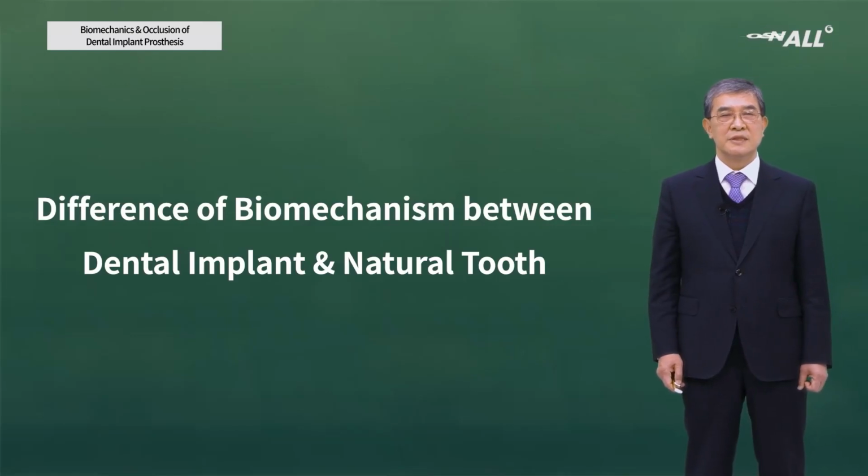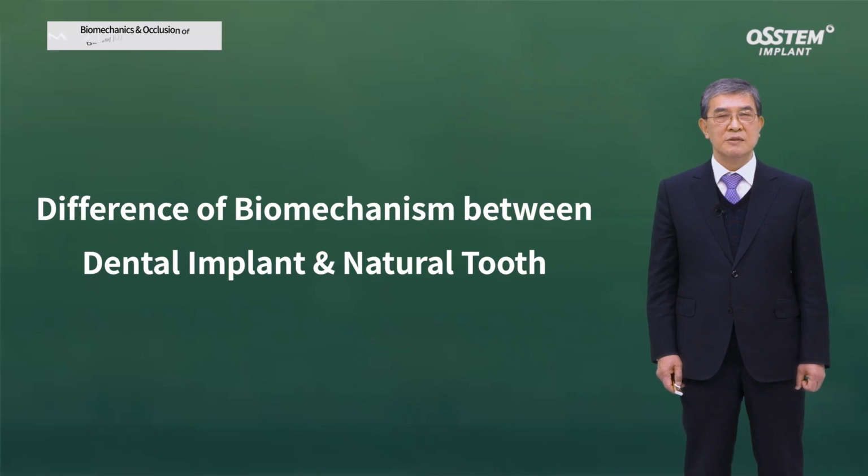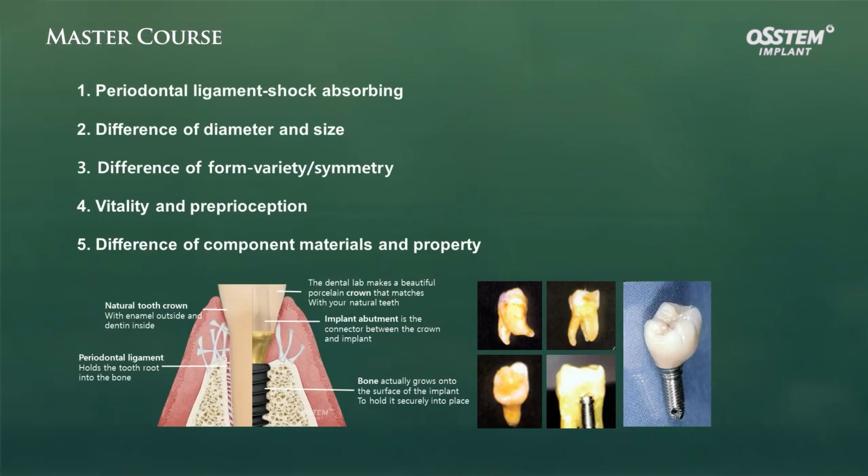First, let's look at the difference of biomechanism between dental implant and natural tooth. The biggest difference, as you all know, is the presence of periodontal ligament. With natural tooth, you have periodontal ligament which absorbs the shock. Also, the diameter and size differ. Variety, symmetry differs. Vitality, proprioception exists within a natural tooth but doesn't in implants. There's difference in property between implants and natural tooth. To put it simply, compared with natural tooth, the implant in many ways has more unfavorable conditions.